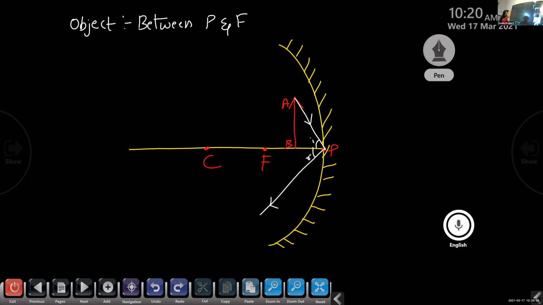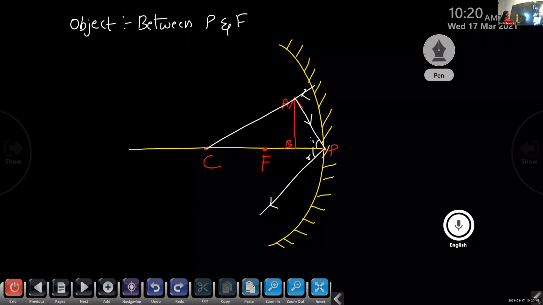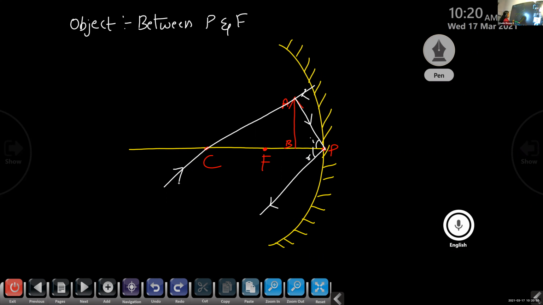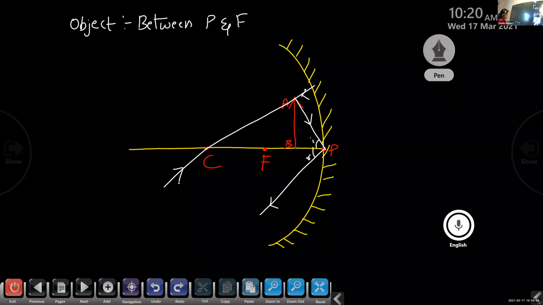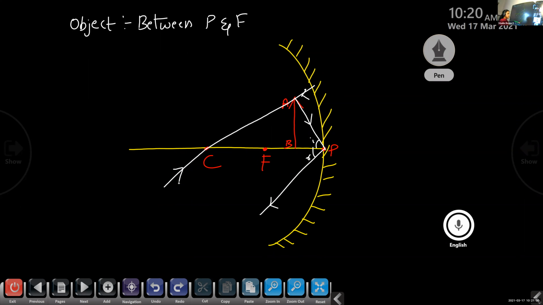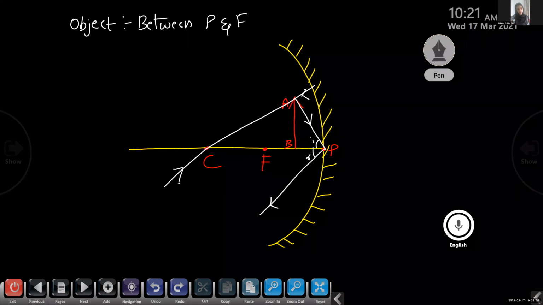Now the next ray is passing through the center of curvature itself. If a ray of light passes through the center of curvature, after the reflection, what happens to that ray? It returns through the same path, right? So in this last case, where do we get the image? If the object is placed between P and F, where do we get the image? Behind the mirror.